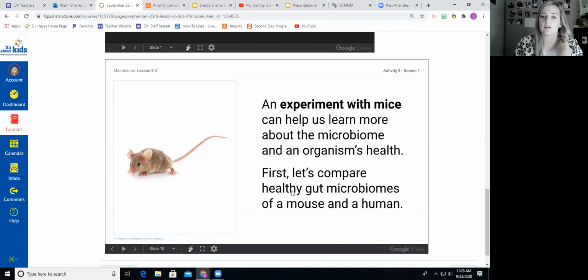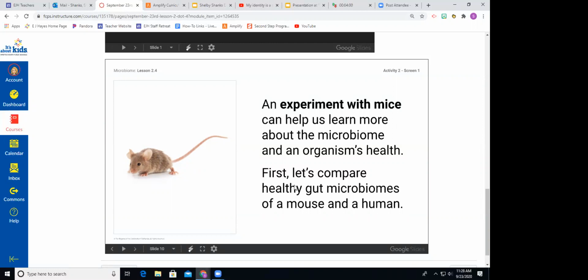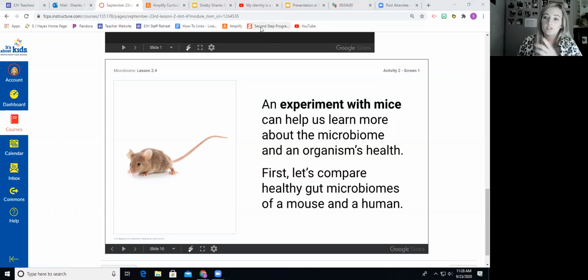Have you guys ever heard of scientists doing experiments with mice? Like how smart they are, or what do you mean? Well, they do experiments with putting them through mazes, right? I've heard of that. Shelby sent me a message and said, I know they need to, but I think it's mean to the mice.